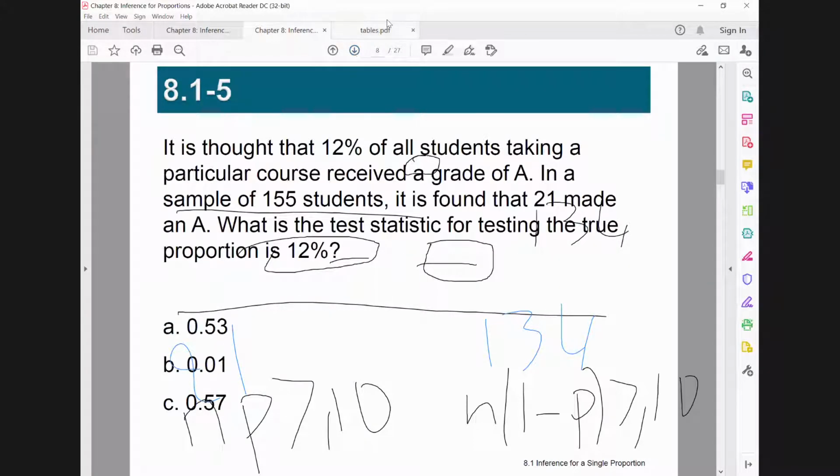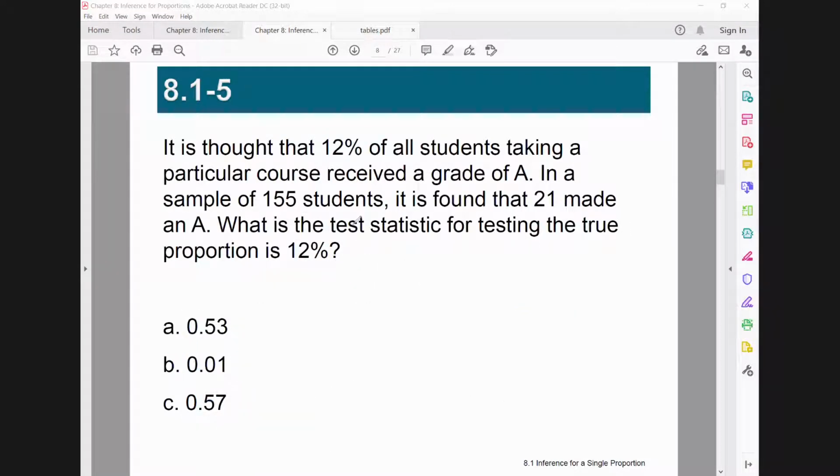I hope it's the case. Let's move to the next question.